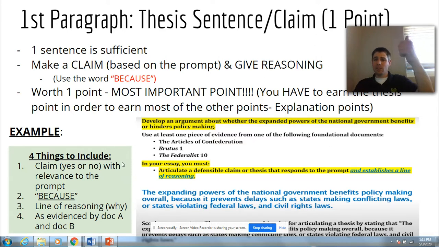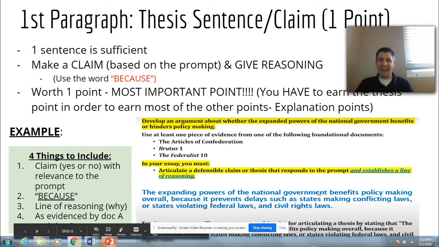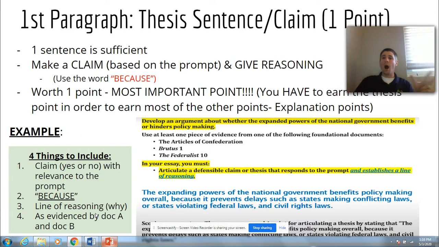So include a claim, yes or no. Because the expanding powers of the national government benefits policymaking. Claim overall. Because it hits that second because. Then the third part is your line of reasoning, the why. What is your rationale? Why do you believe that? So you got to not just say you agree or disagree. You got to say because and then why.